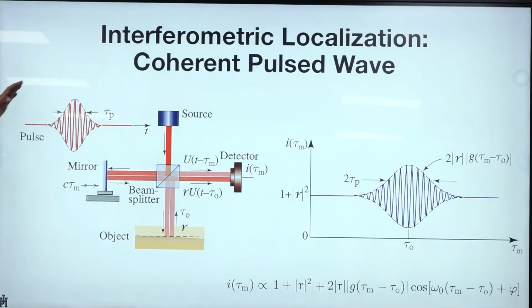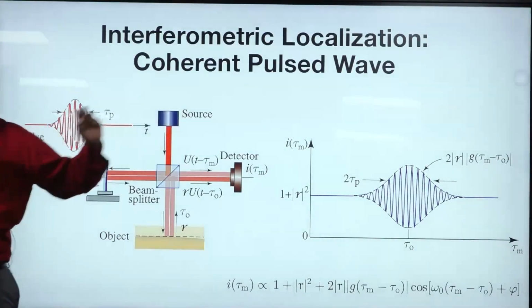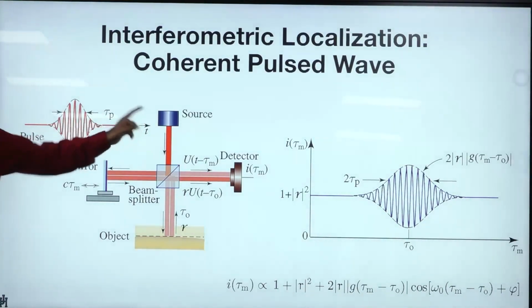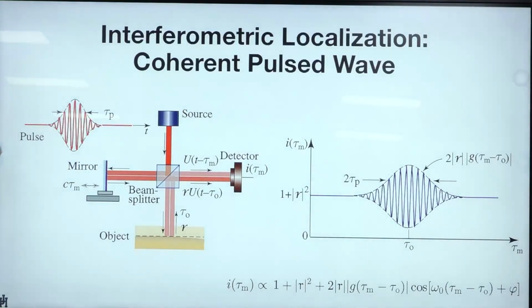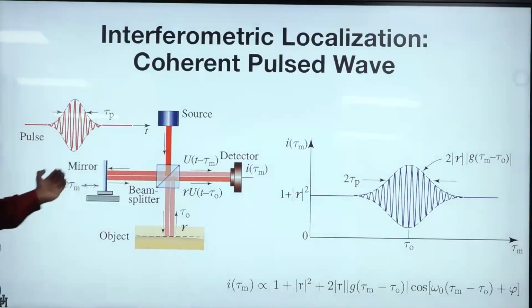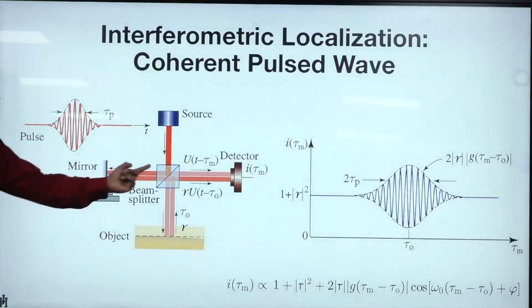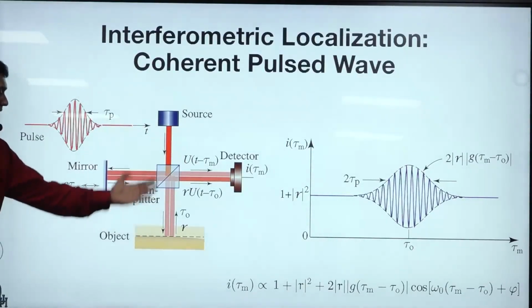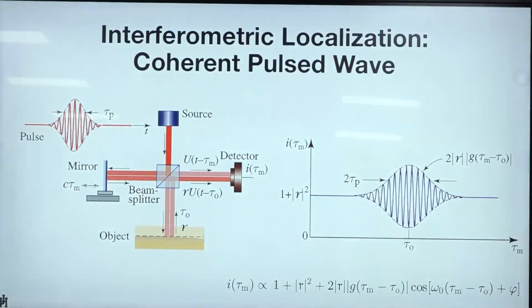Instead of having light of one wavelength, if you use a pulsed wave, with light of multiple wavelengths, you make it a pulse of this shape. That is your source. Then, if that kind of pulse is incident, the pulse splits into two. One pulse goes this way, and the other goes this way. They recombine, and then you have it on the detector.